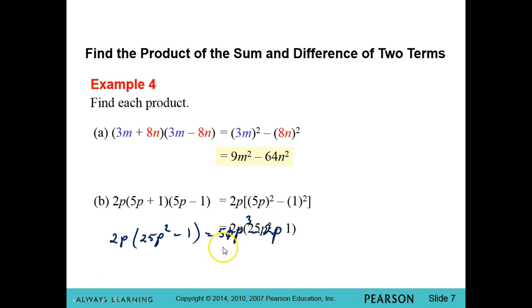Oh, and then they wrote on top of mine. Let me get that out of there. And that gave you 2p times 25p squared minus 1. And then distribute, and you get 50p cubed minus 2p. Got it? Just like we did, only we did it in fewer steps than they did.